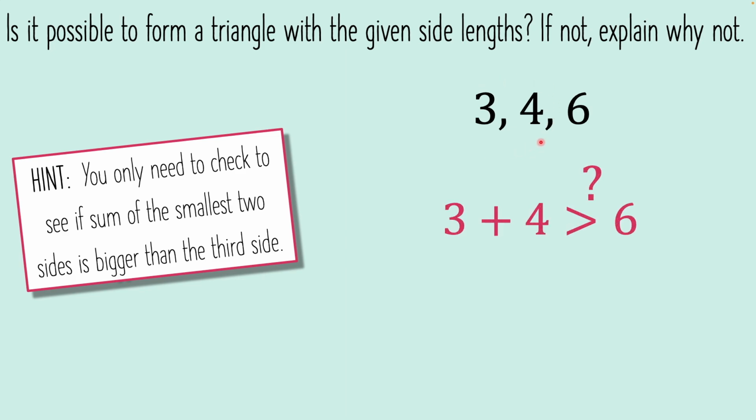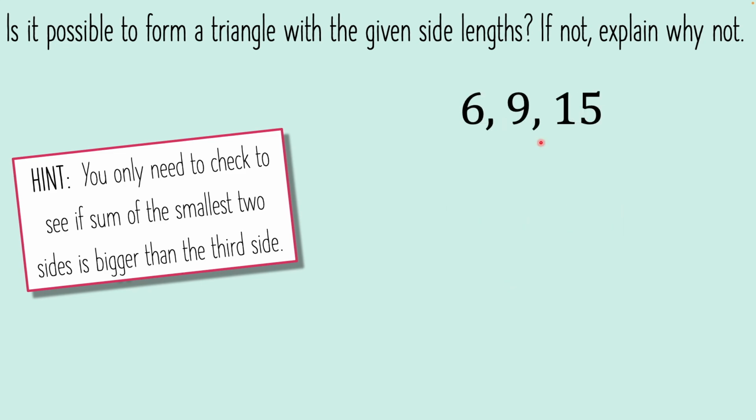So if I add them together, 3 plus 4, is that greater than 6? Well, 7 is greater than 6, so yes. So if I have 3 sticks and they're 3 inches, 4 inches, and 6 inches, I can make a triangle with those sticks. What if my sticks had lengths of 6, 9, and 15? Well, the two small sides are 6 and 9. So if I add those together, is 6 plus 9 greater than 15? Actually, 6 plus 9 equals 15. It has to be bigger. So those side lengths would not form a triangle.